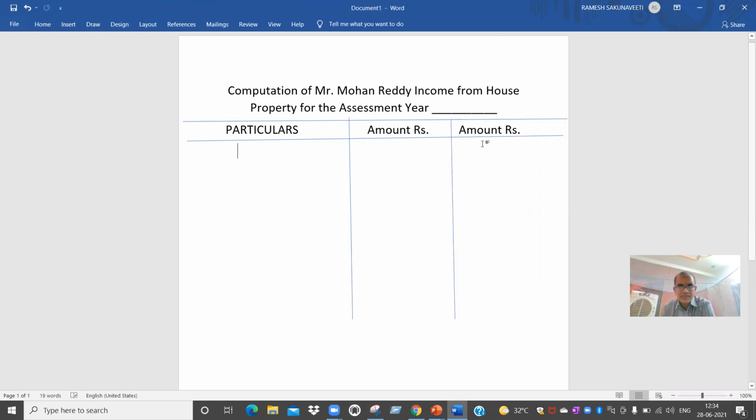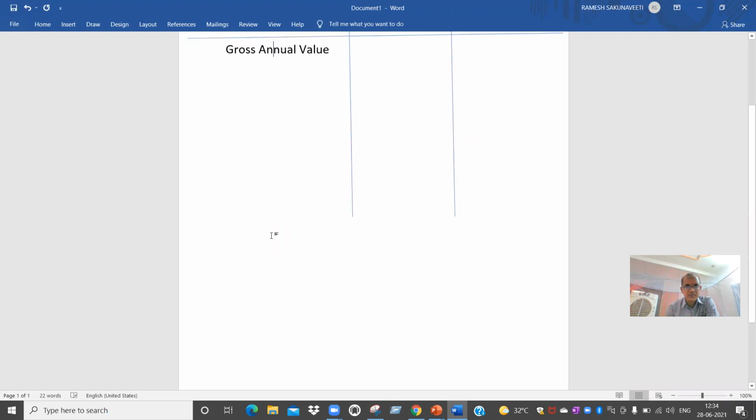I mentioned you have to calculate GAV, gross annual value. This you have to calculate first. See, in working notes we have to do it. Working notes. See, working notes, first computation of number 1. Step 1. This is calculation of GAV. In this one, first you have to calculate step 1. Step 1, what you are going to do?